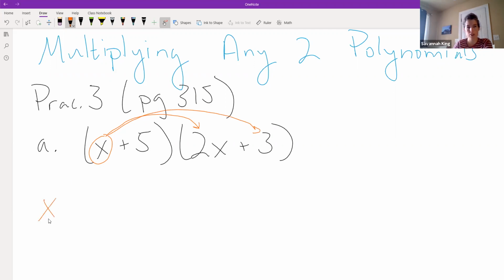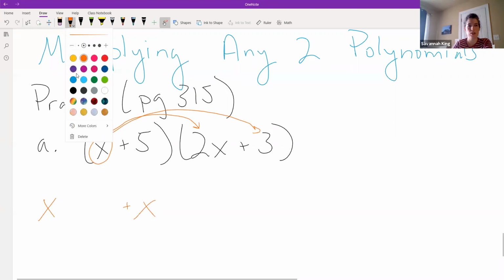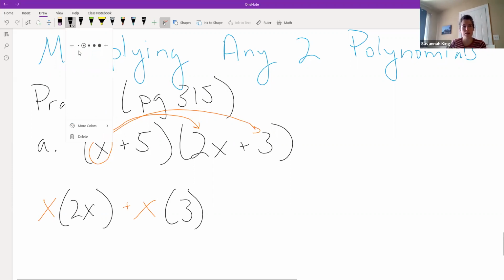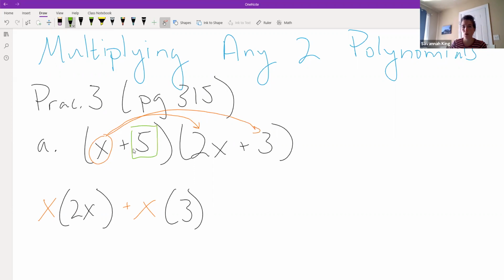So you're going to have x times 2x and x times 3. So let me just handle that. Plus x times 3. So the first stage, pretty simple. We're ignoring that 5 entirely. We're just working with that x and distributing it across the 2x plus 3. What we'll do in the next step is similar idea, only this time we're going to work with the 5. This time we will use the 5, we'll ignore the x. So the 5 will distribute to the 2x, and the 5 will distribute to the 3.